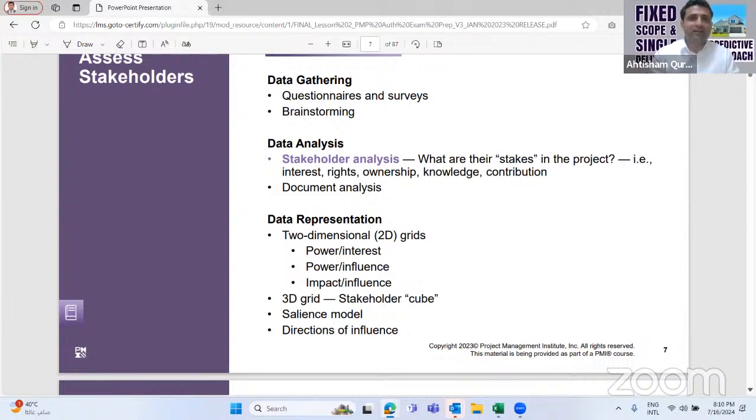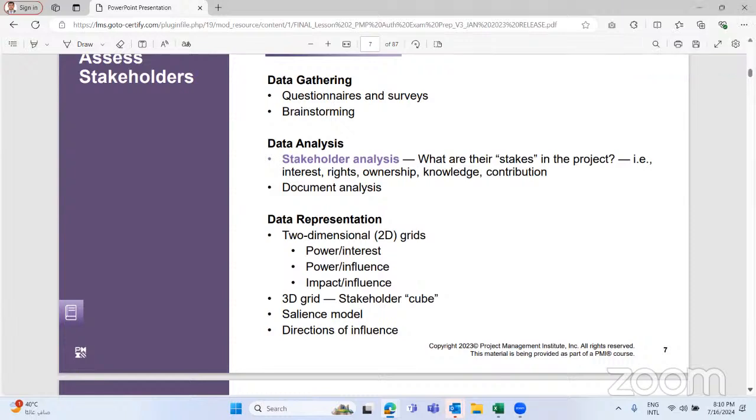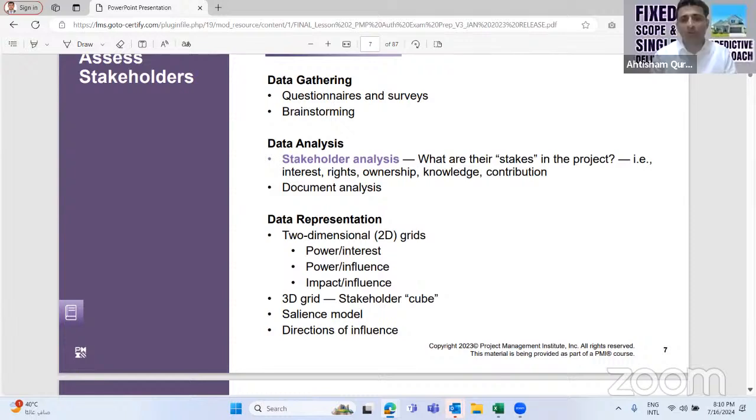On what is at stake, they will take an interest, they will take ownership, they will contribute, and they will be your support for the project. Again, document analysis also will help you identify if the organizational structure is written or documented somewhere. You could easily identify that the top person in the organization is the CEO, Mr. or Mrs. so-and-so, who actually has a lot of interest in this project.